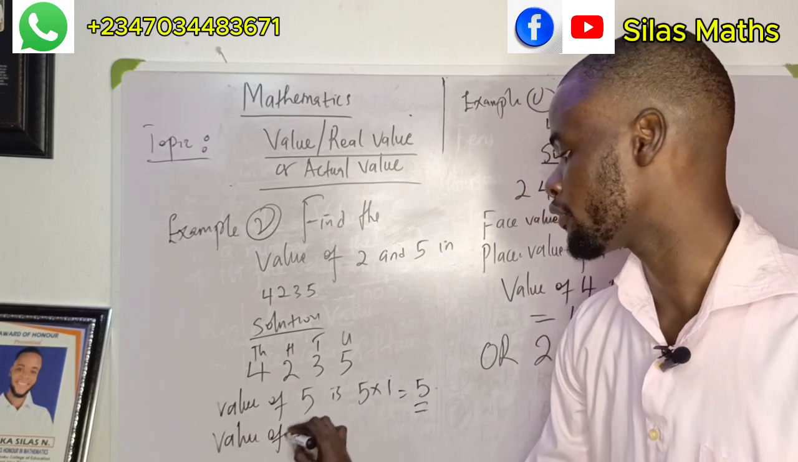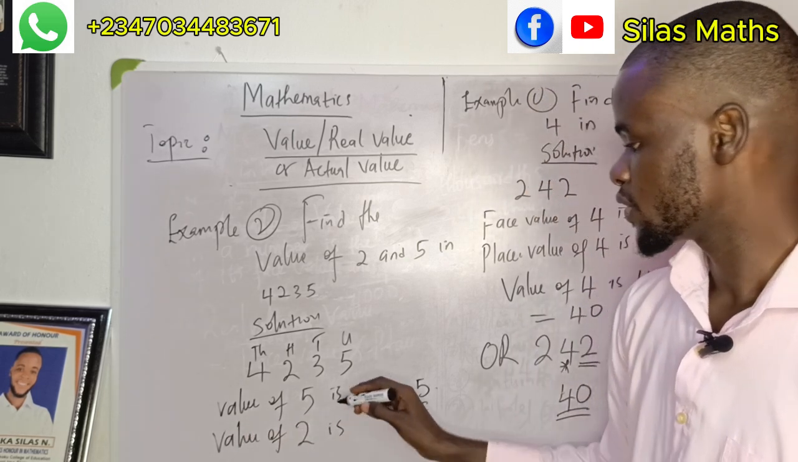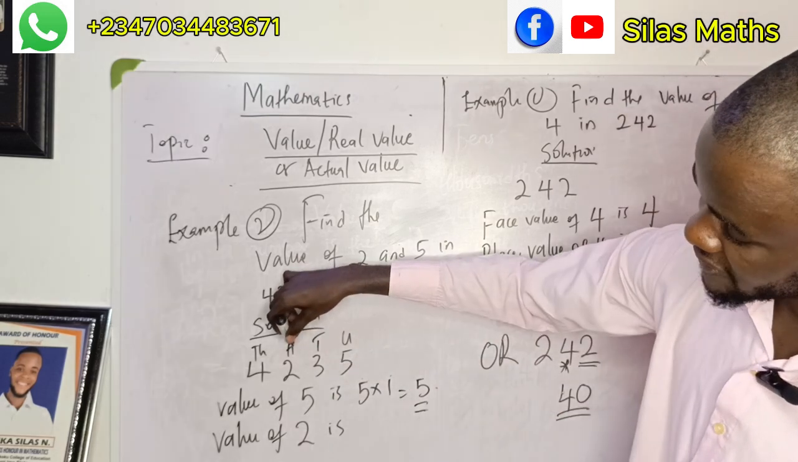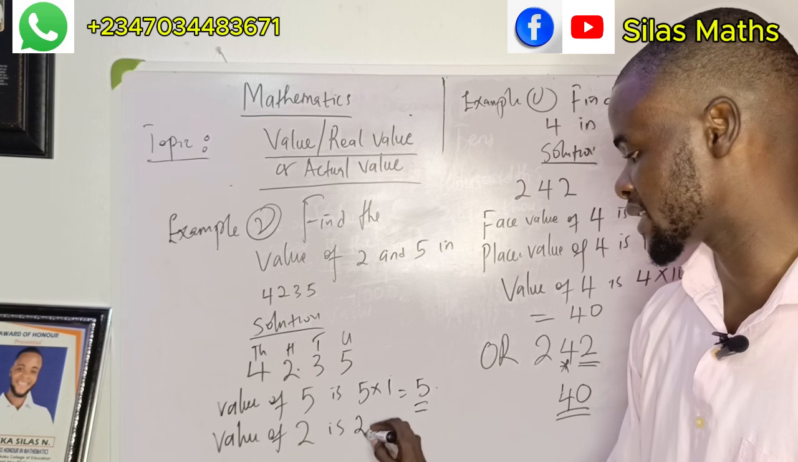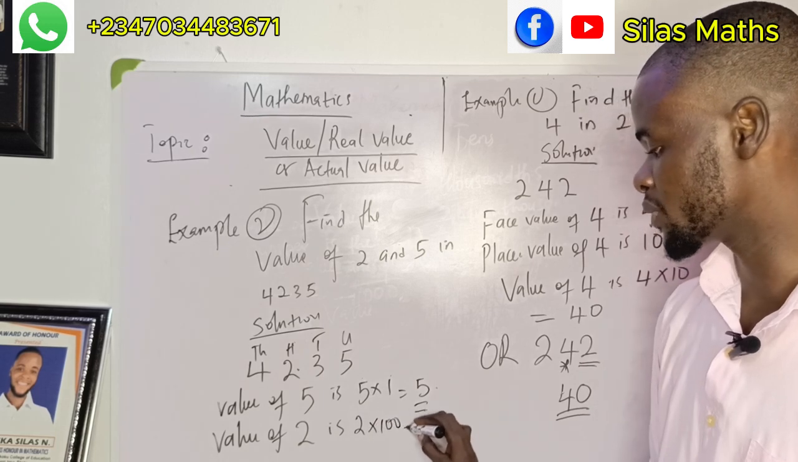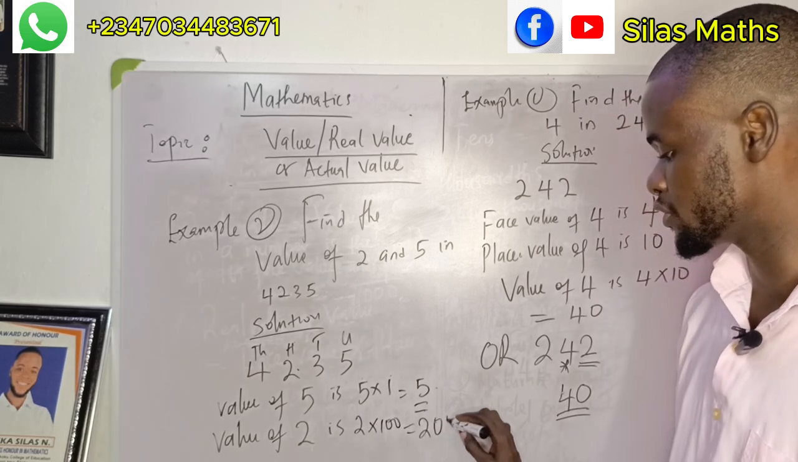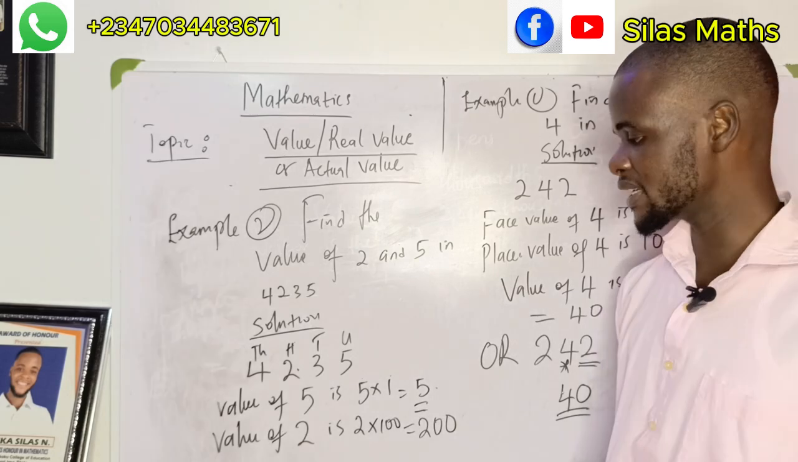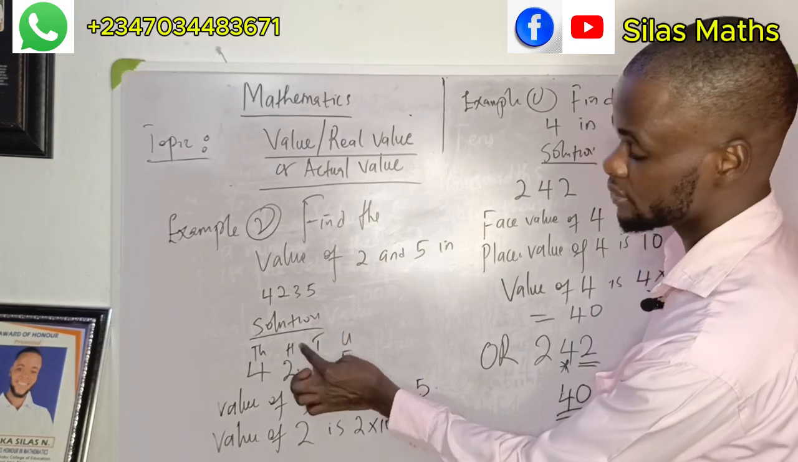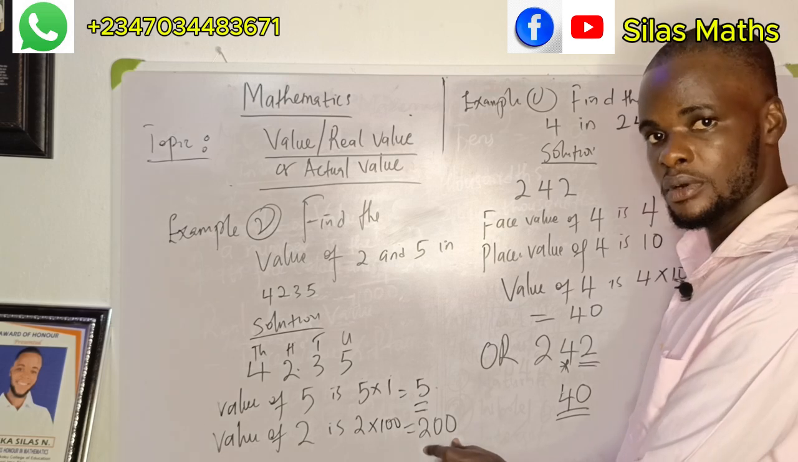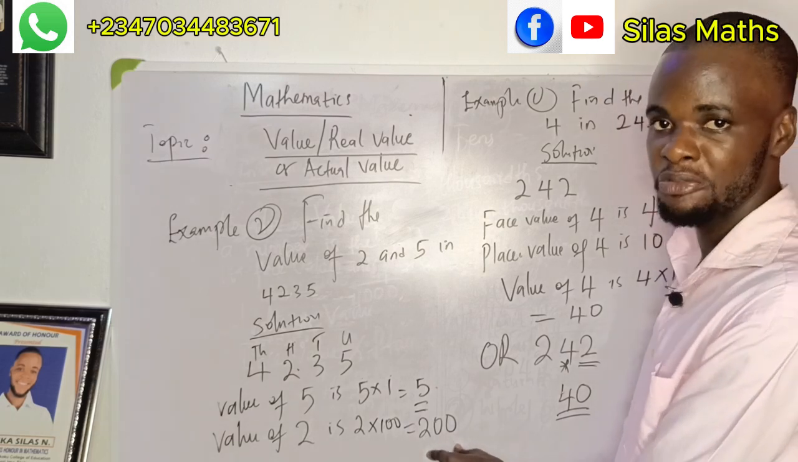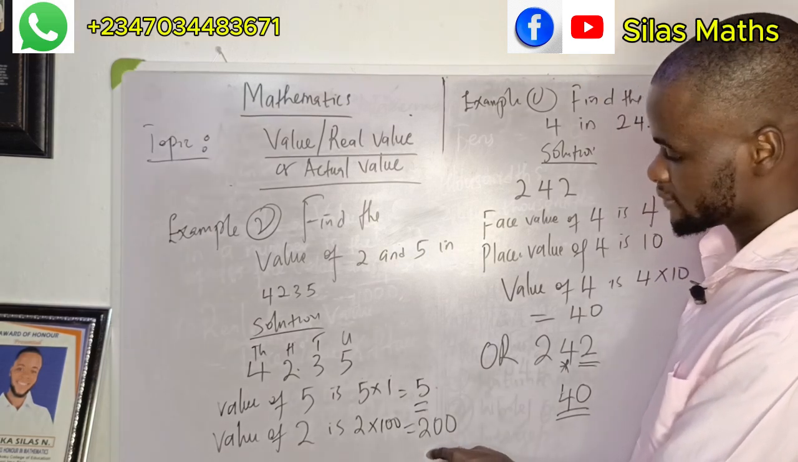Then for that of 2, the value of 2 is what? So 2, the place value is 100, while the face value is 2. So that is going to give us 2 times 100, which will give us what? 200. All right, so very, very easy. Multiply the face value by the place value. That will give us what? The value, or the real value, or the actual value of that number.